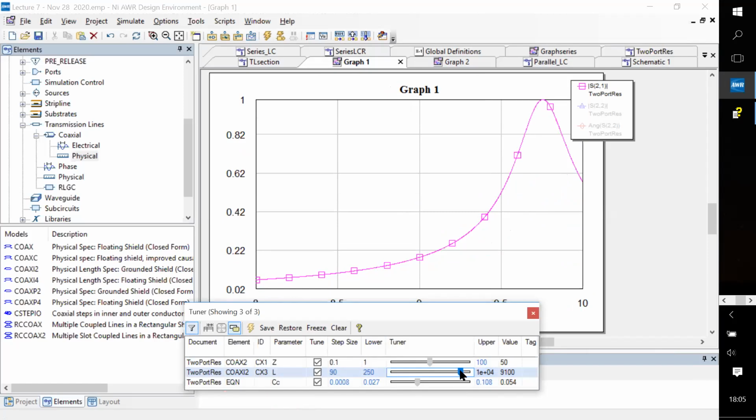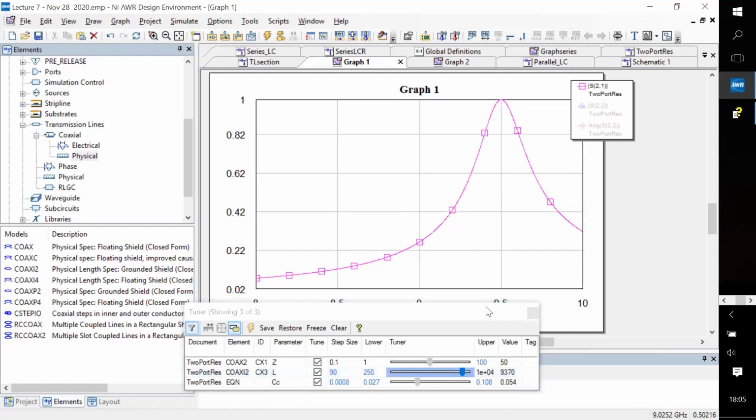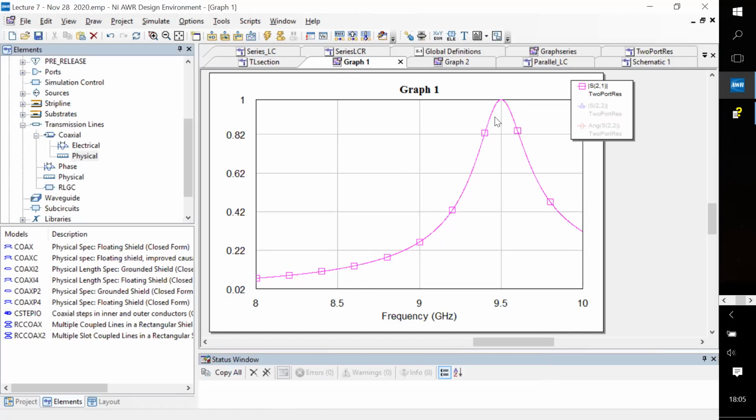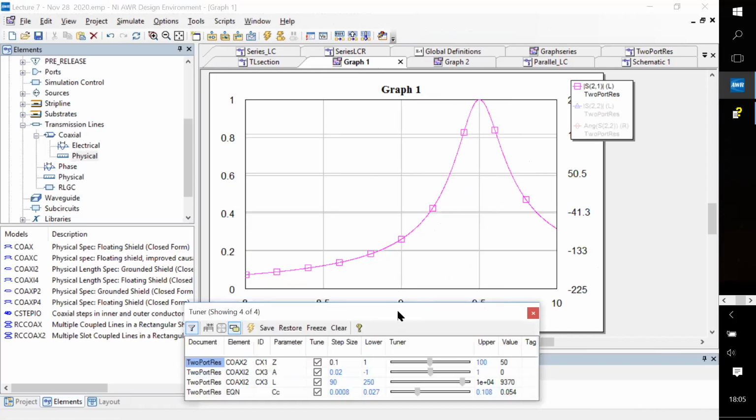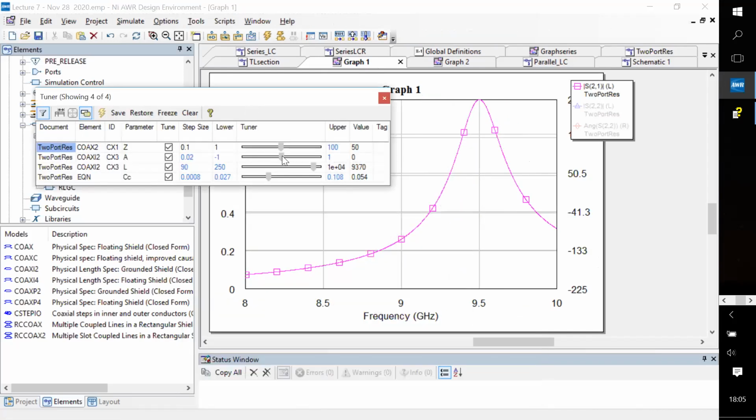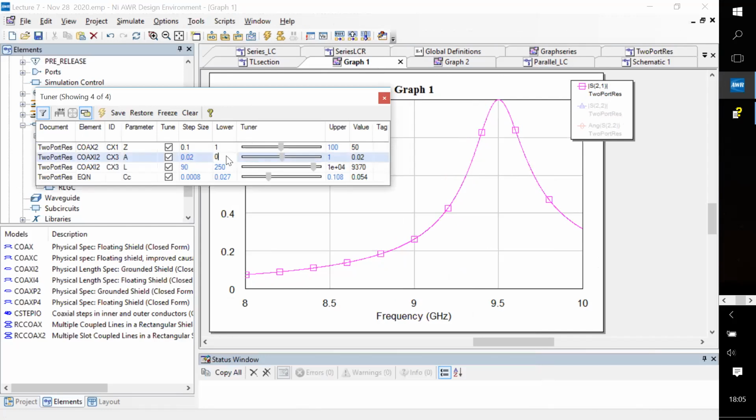All right. That's right. Yeah, I was off by an order of magnitude. Okay, so now we are back to something around 10 gigahertz or so, and it's still going to 1. But now I will tune this loss value. So you can see that as I'm increasing the loss, the peak is coming down.